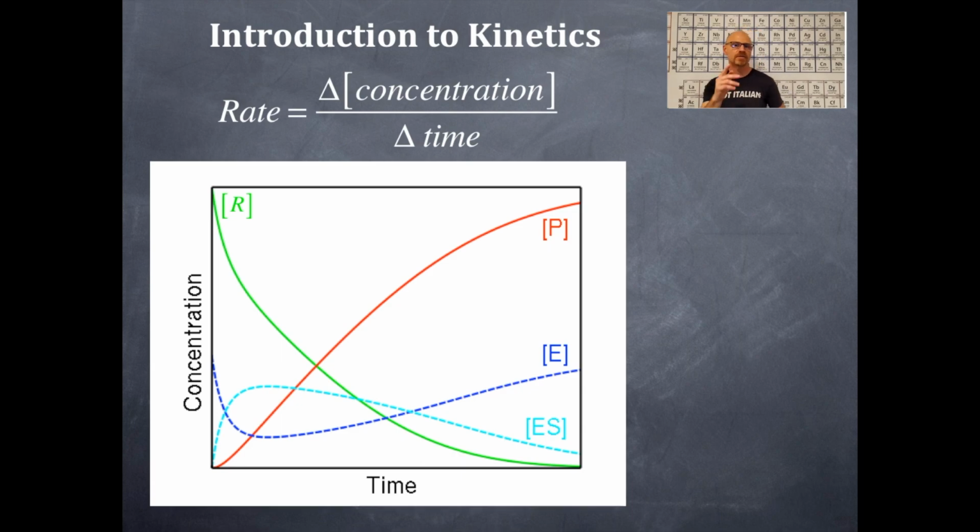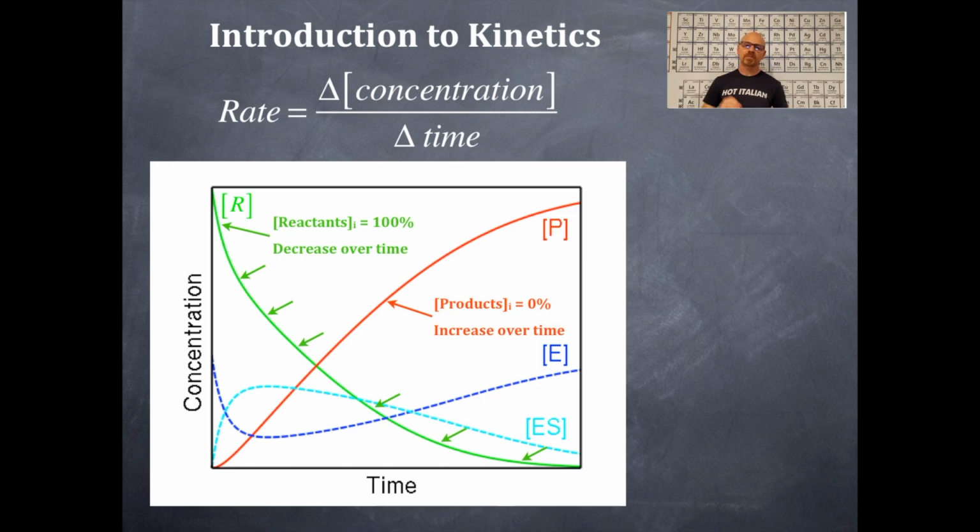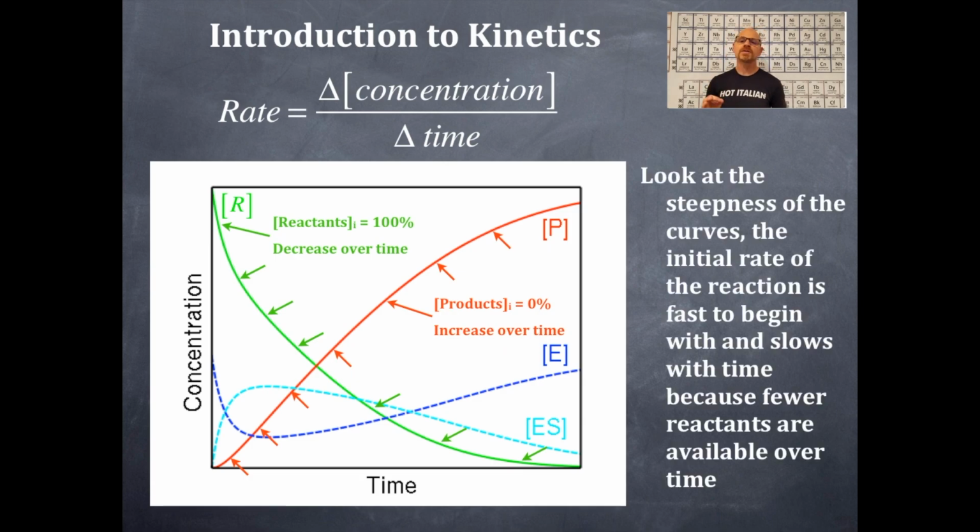I want you to see this on this graph with some arrows. The reactants at time initial are 100%, and they're going to decrease over time, very similar to the slope that we had before. Eventually you're going to have no more reactants at the end of the reaction. If we look at the products, you don't have any at the initial time frame, but they are going to increase as we move through this reaction over time. So you're going to look at the steepness of the curves.